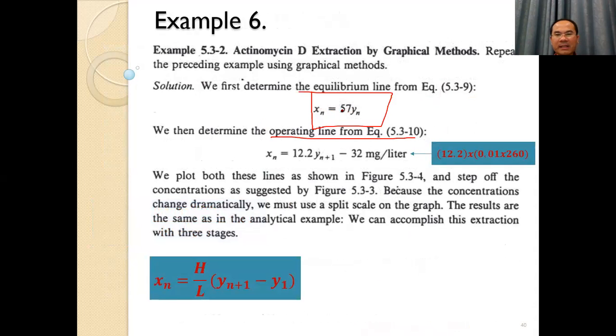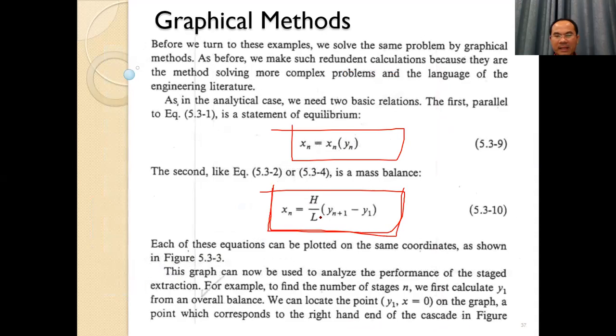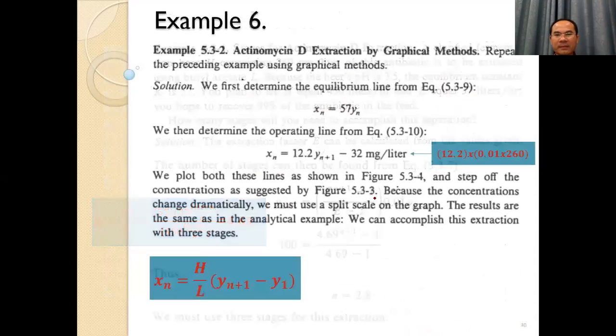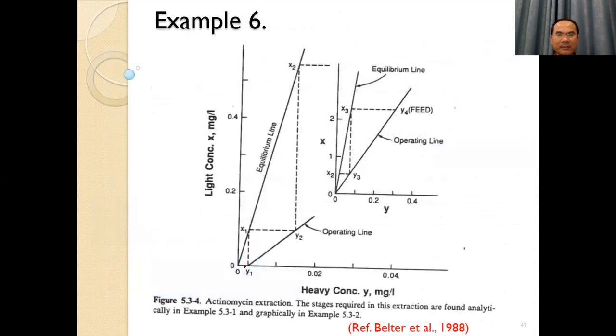That means you know, right? xn equal to 57 yn and xn equal to S over L (y(n+1) minus y1). Okay. This is S over L equal to 12.2, so xn equals 12.2 y(n+1) minus y1 multiplied by 12.2. You get these two equations. And then you put x and y like this. You know x1, and x0 equal to 0. You know y1 like this.